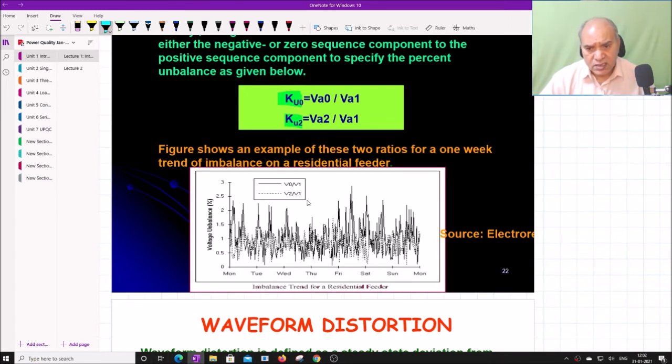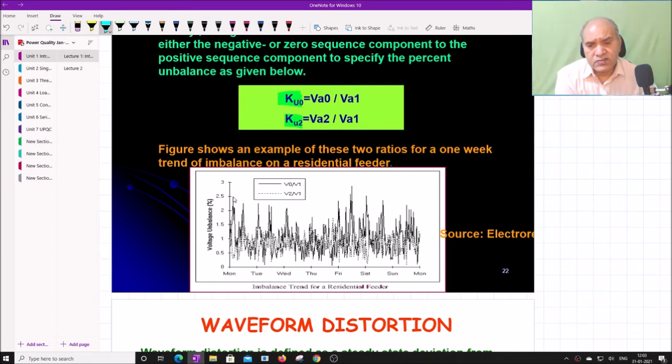This is showing the variation of this voltage unbalance over a period of a week, and it shows how the voltage in the supply may vary to almost a maximum of 2.5 to 3% unbalance, which is very common. Even if you see in our supply or at your home, you will find close to 3% or 4% unbalance. You could easily observe it. Okay.